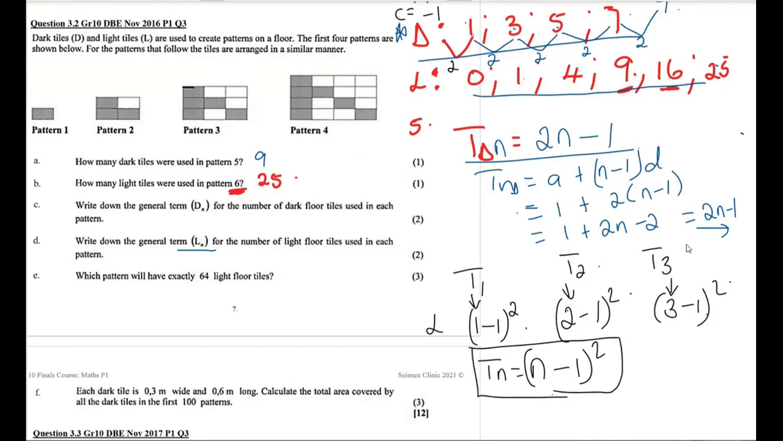Right, perfect. Okay, so this is our general formula. You can test it by substituting. So when n is 1, 1 minus 1, when n is 2. So here, the examiner did not write "hence" because they wanted you to be creative a little bit and look at your answers and see how you can create the second pattern as well.